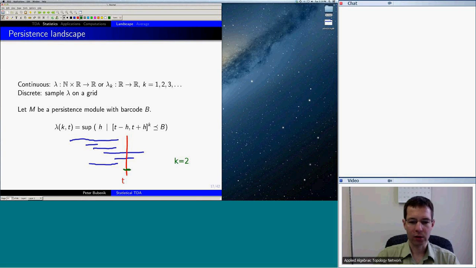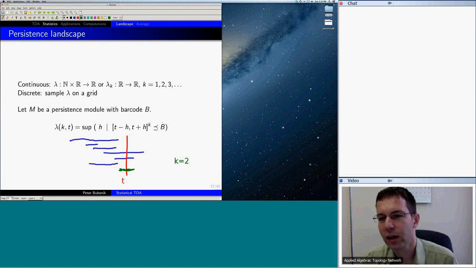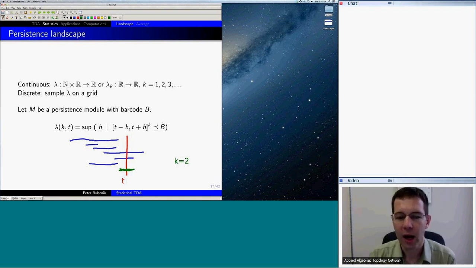So it's a subinterval of 2 of the intervals in the code. All right, so interval there. And half the width of that interval is the value of the persistence landscape. So I calculate it from the definition for values of k and t. But this doesn't make any sense of what it looks like globally. Give a graph of this function.